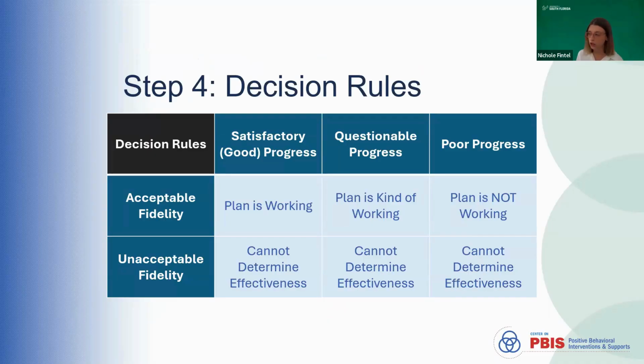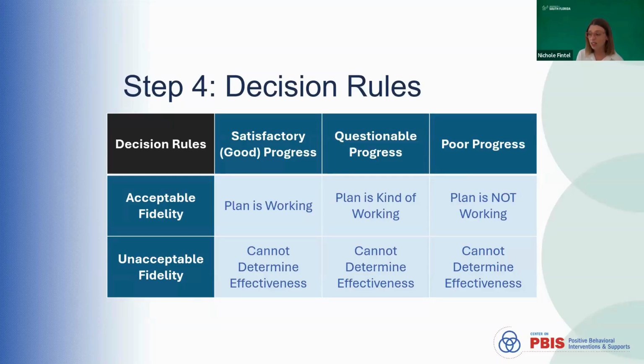So if outcomes are strong and fidelity is acceptable, we're going to continue that intervention. If progress is questionable but fidelity is acceptable, we're going to continue with some minor modifications. If progress is poor but fidelity is acceptable, we're going to go back to steps 2 and 3 and revisit our hypothesis and intervention plans.